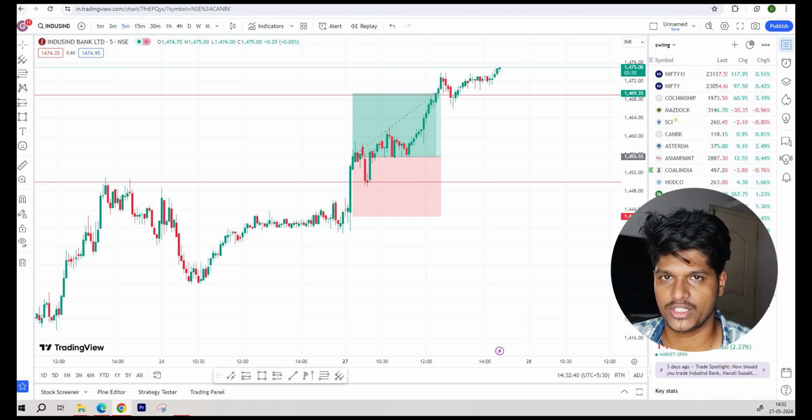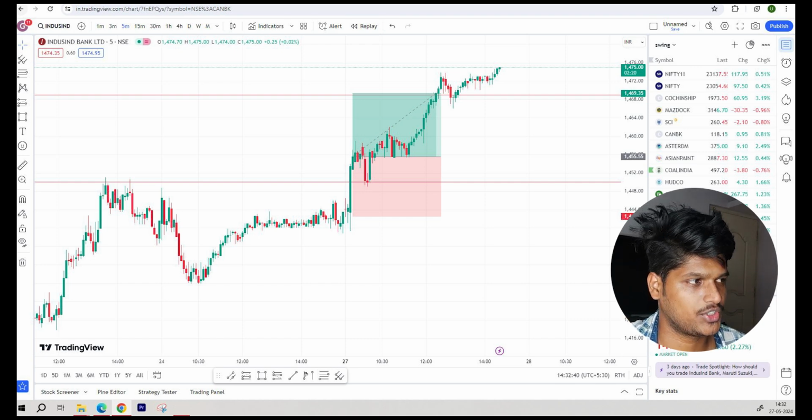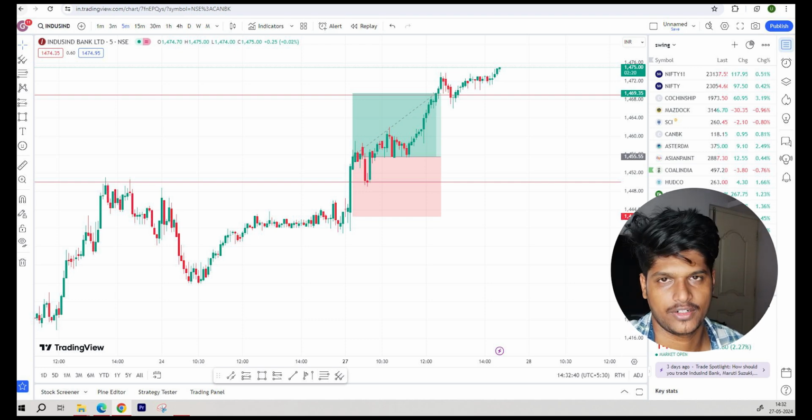Once it broke, we took our entry, and it retraced a bit and retested the position, and then it went up from that level. One could have added to their position in this particular area, which is 1449. From that level it made a high of 1473, and in this particular trade I had a risk of around 13 rupees per stock.